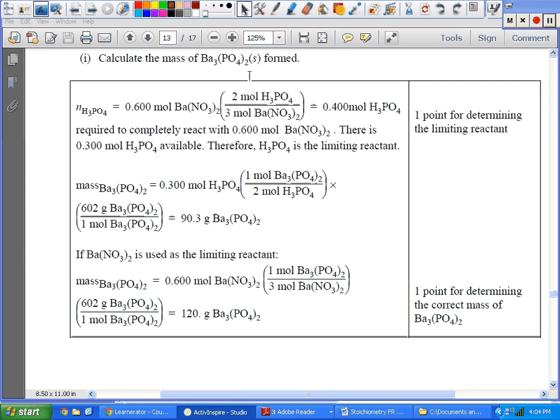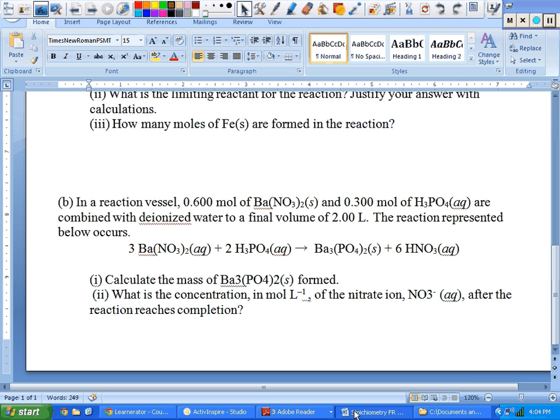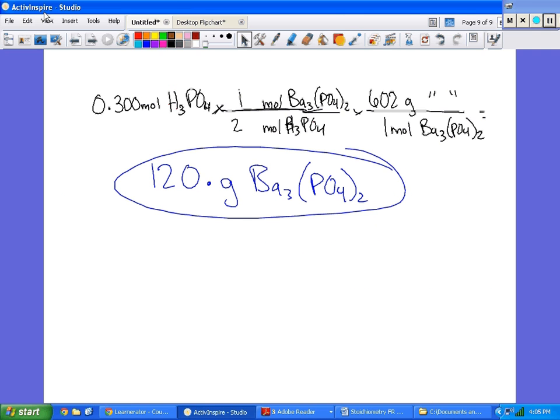What did we just solve for? We solved for the mass of barium phosphate that was formed, right? But I thought the 602 was the answer. That's the molar mass of that compound. Versus this is the answer. Sorry, that's actually not the answer. It was 90.3.